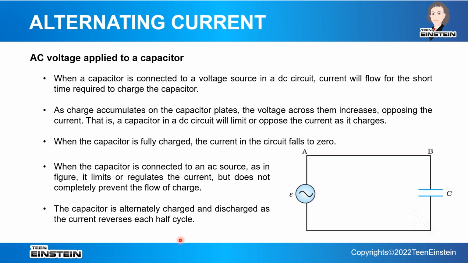When we have a positive half cycle in this voltage, what does it mean? It means the voltage here is positive. So this will be positive, this will be negative.